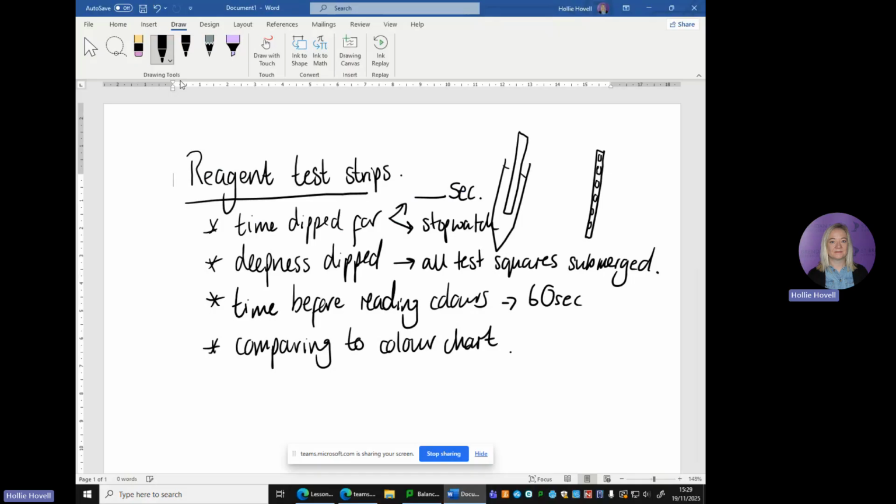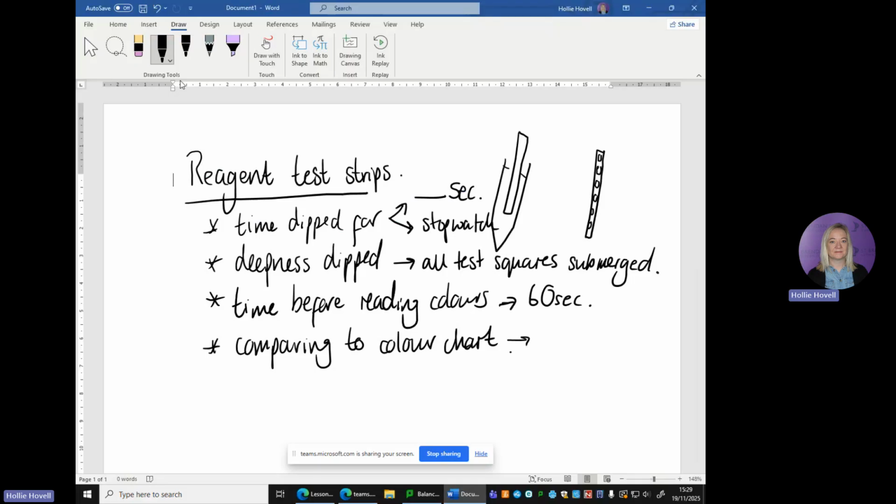The time before reading the colours should always be 60 seconds. That's what it said on the bottle that we use. So you need to explain that the control variable was that you always leave it for 60 seconds before reading the colours off. And you could have taken a photo at 60 seconds to ensure you'd captured what the colour was after exactly 60 seconds. And definitely mention the stopwatch.